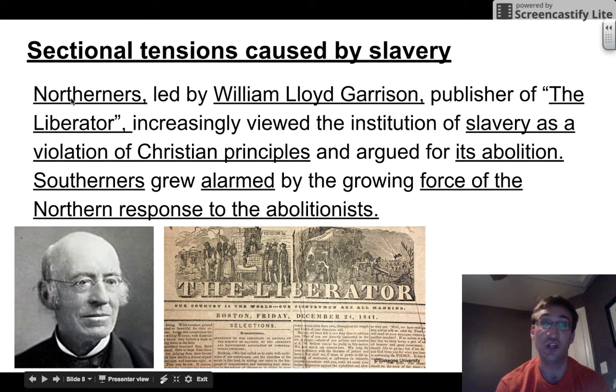Meanwhile, in the North, Northerners, led by William Lloyd Garrison, this man right here, publisher of a newspaper called the Liberator, increasingly viewed the institution of slavery as a violation of Christian principles and argued for its abolition. They were not intimidated like the Southerners. Southerners grew alarmed by the growing force of the Northern response to the abolitionists. Men like this were spreading words through publications like the Liberator. You see this is a publication from 1841.